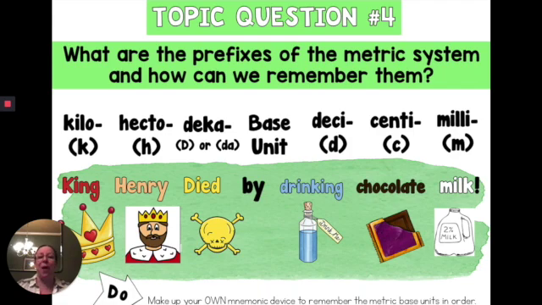I grew up learning this mnemonic device to help me remember the order. I learned King Henry died by drinking chocolate milk. Of course, now that's not actually true, but it was a silly little phrase that I could remember in my head to help me learn it. So one of your challenges today is to make up your own mnemonic device to help you remember the metric units in order. As long as it's school appropriate, it can be just about anything.